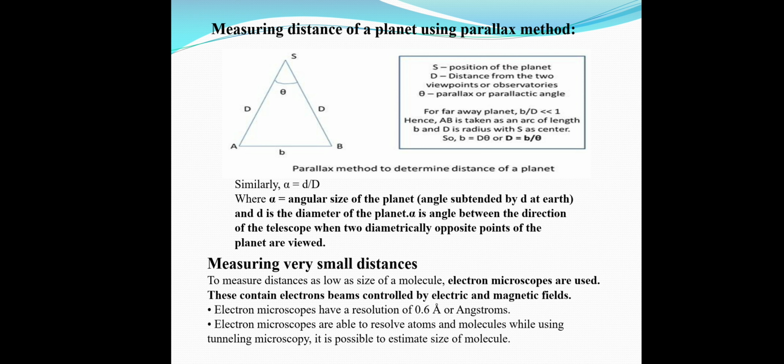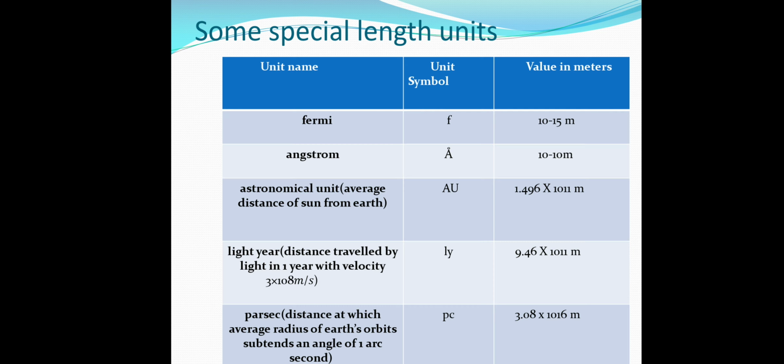Now measuring very small distances, as low as the size of a molecule. Electron microscopes are used, with electron beams controlled by electric and magnetic fields. The electron microscope has a resolution of 0.6 angstrom and is able to resolve atoms and molecules. While using a tunneling microscope, it is possible to estimate the size of a molecule.